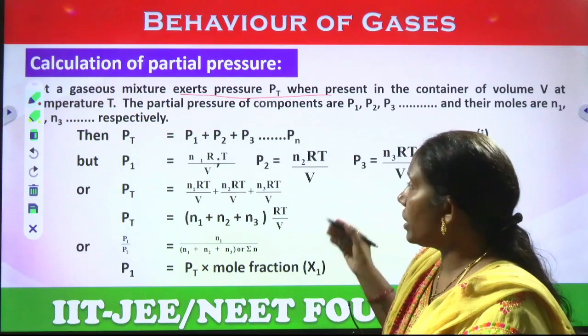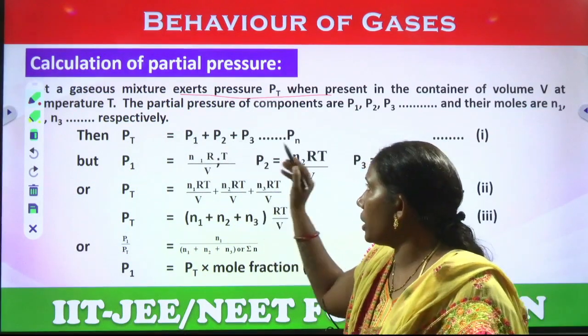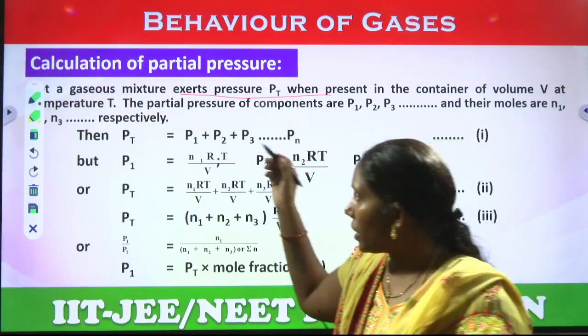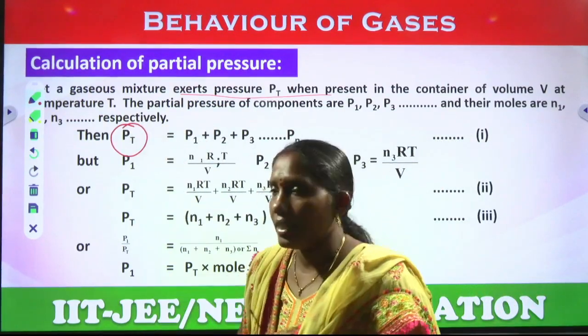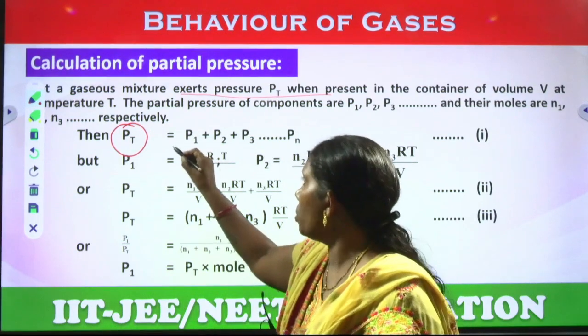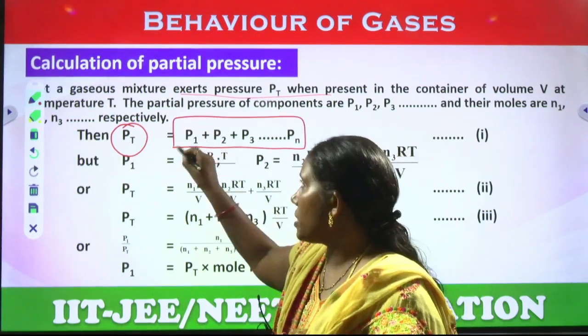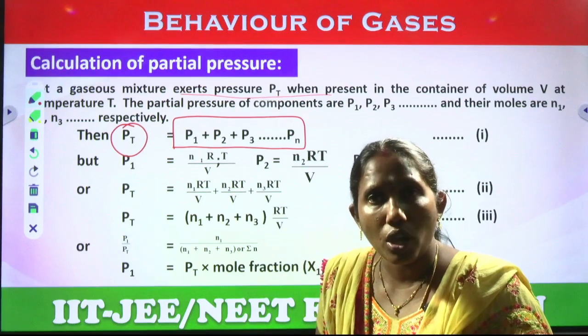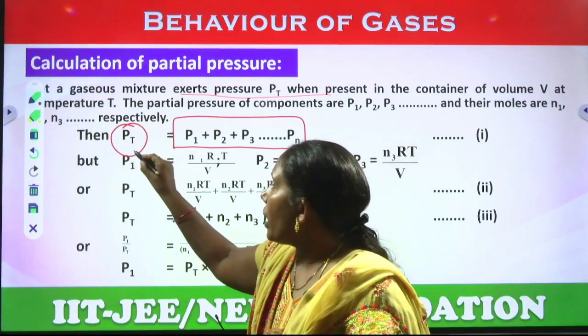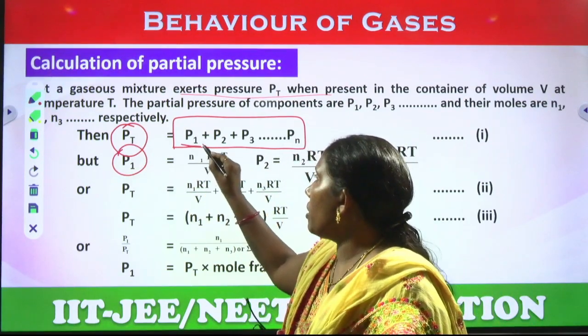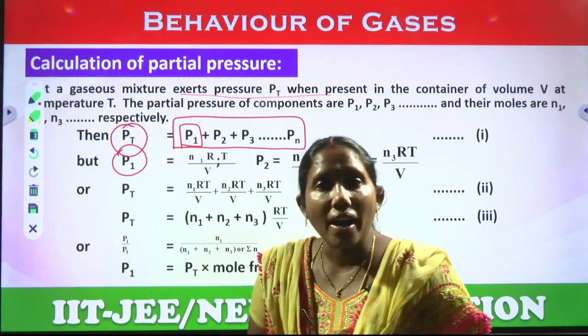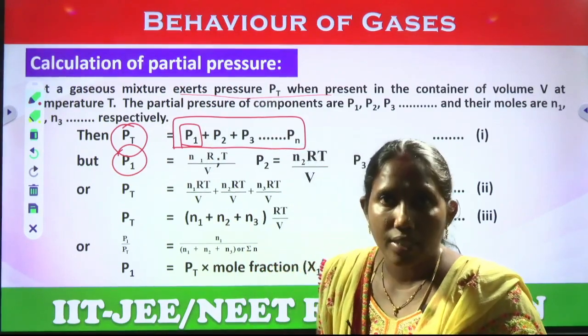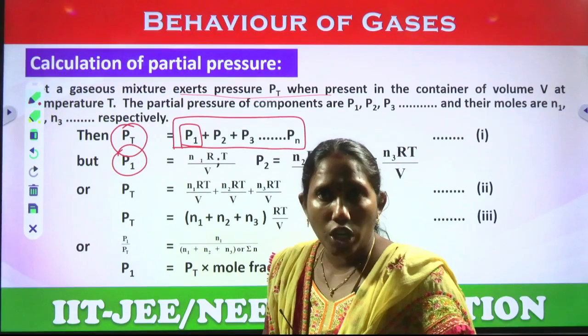For a gas mixture, whatever the gases, suppose we are taking n types of gases: 1, 2, 3 and so on up to n. The total pressure exerted by the mixture will be equal to the sum of the partial pressures, P1 plus P2 plus P3 and so on up to Pn. The P1 indicates the partial pressure of the first gas. How do we calculate that partial pressure?